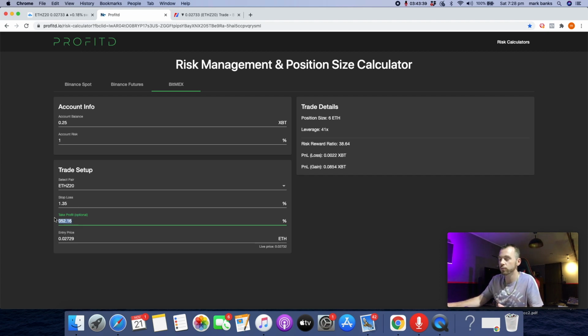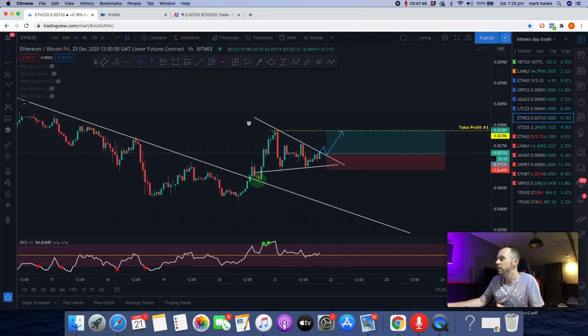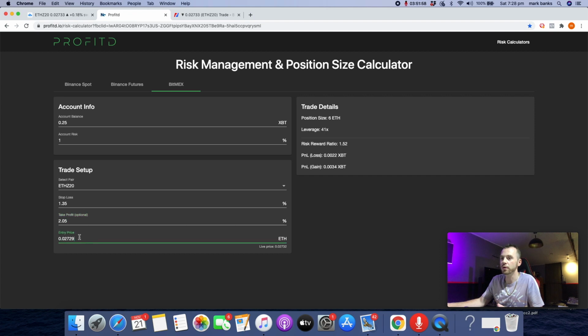2.05. Now our entry is the grey box, so 0.02731. Now that's it. The magic is done by the calculator. We didn't have to think of position size or risk of leverage. It's all done for us.